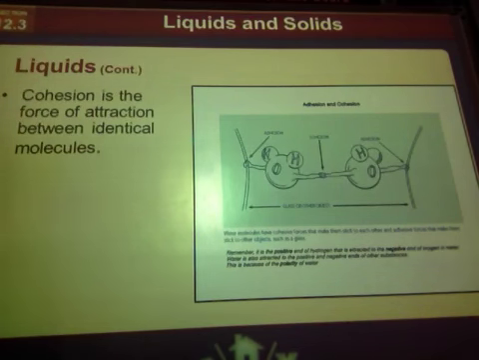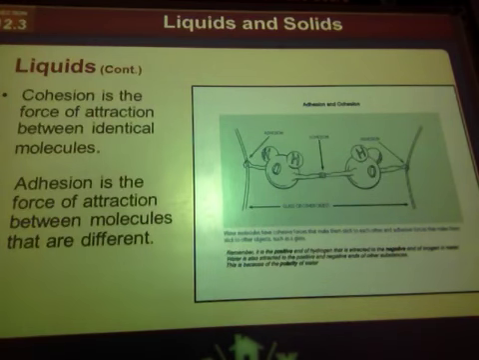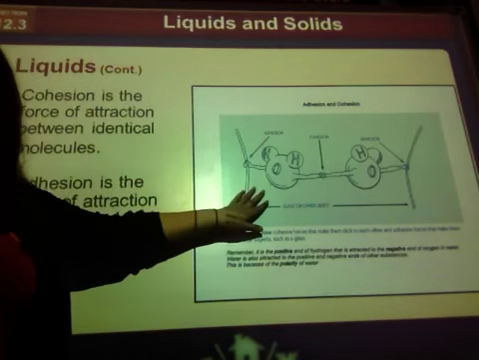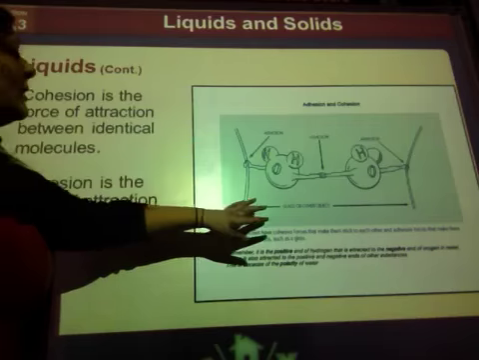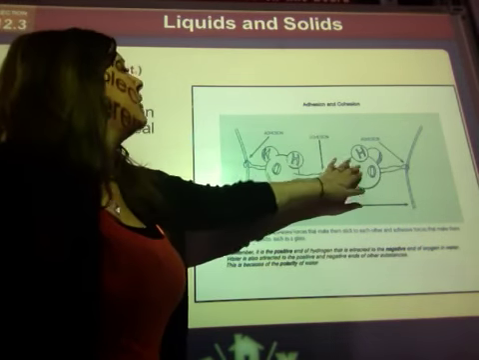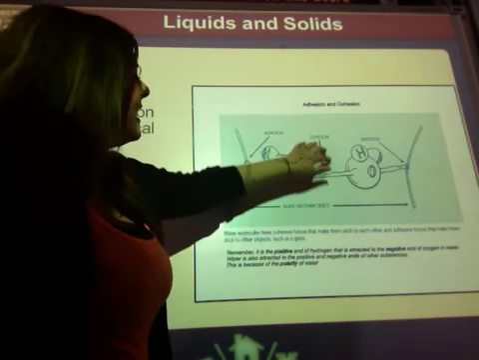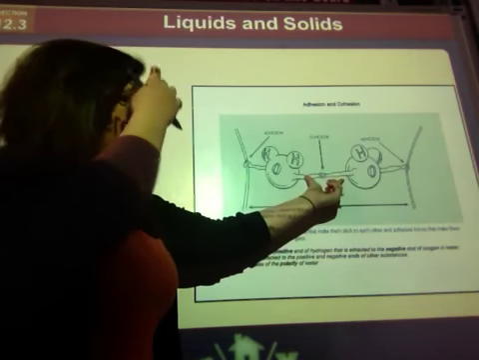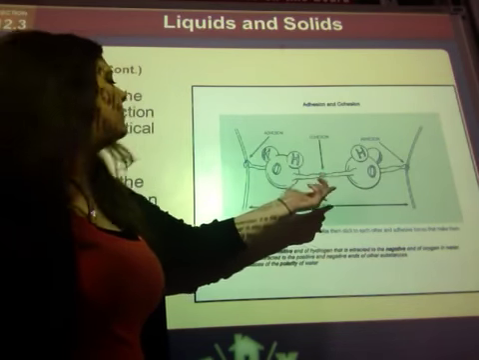Okay, so two more factors or characteristics about liquids. We have cohesion, and cohesion is the force of attraction between identical molecules, or intermolecular attractions. And adhesion is the force of attraction between molecules that are different. So I really like this picture here of adhesion and cohesion, because this is showing cohesion. I have two water molecules here, and I have cohesion between the two water molecules. They're identical, so they can have cohesion.